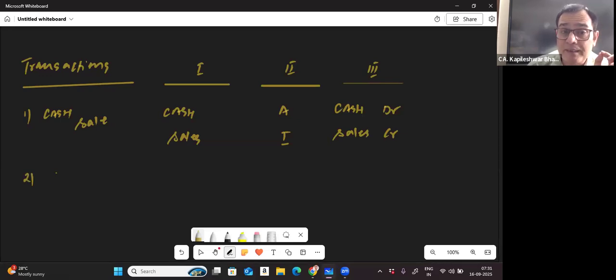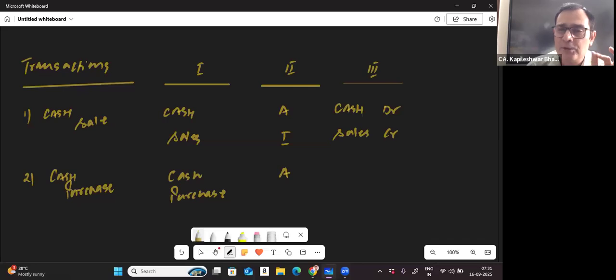Transaction number two, I'm taking a cash purchase. So what are the two accounts which will be involved? That's right. One is cash and one is purchase. Cash is undoubtedly an asset and purchase is, of course, an expense. Pick the easier one out. Expenses are always debited. If the expenses are always debited, then in that particular case, you can write the entry: purchase gets a debit and the cash gets a credit.